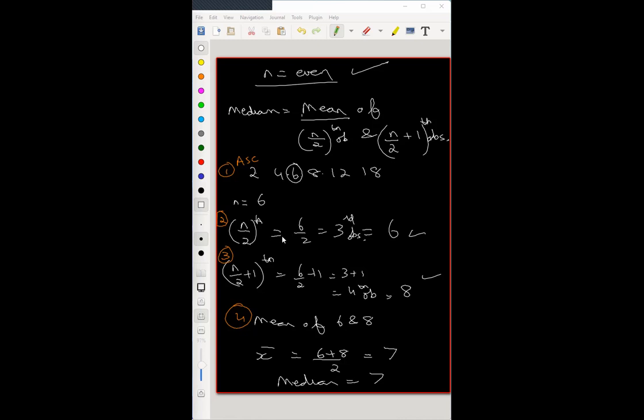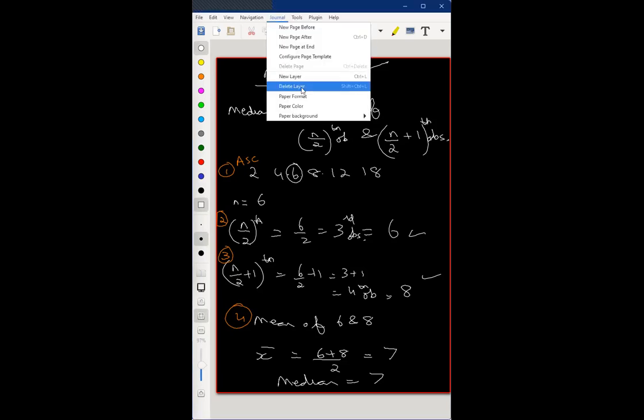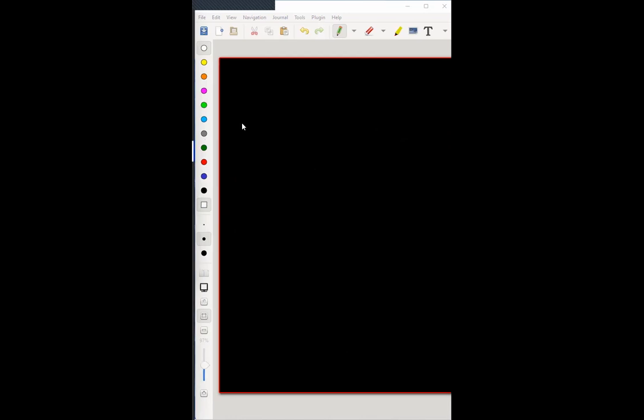Are you all done? Right? Pretty simple. So that's it about median. We have two kinds of medians. One is when the number of observations is odd, so we directly use the formula n plus 1 by 2th observation. And when it is even, we take the n by 2th observation and the n by 2 plus 1th observation and find the mean of that. So we are completed with mean and median.